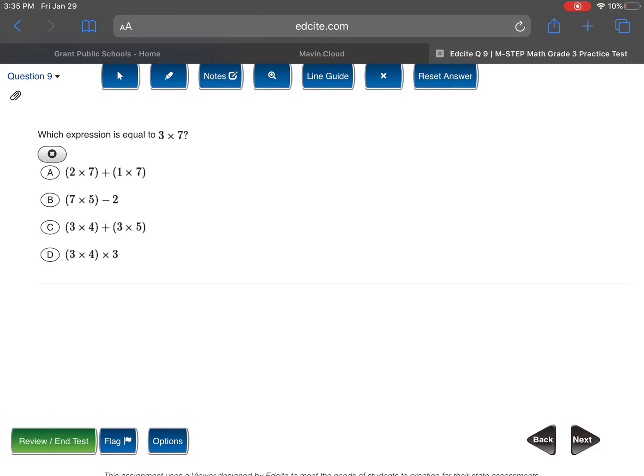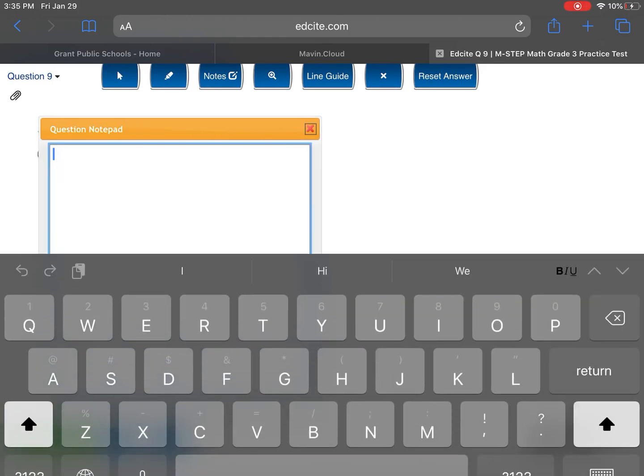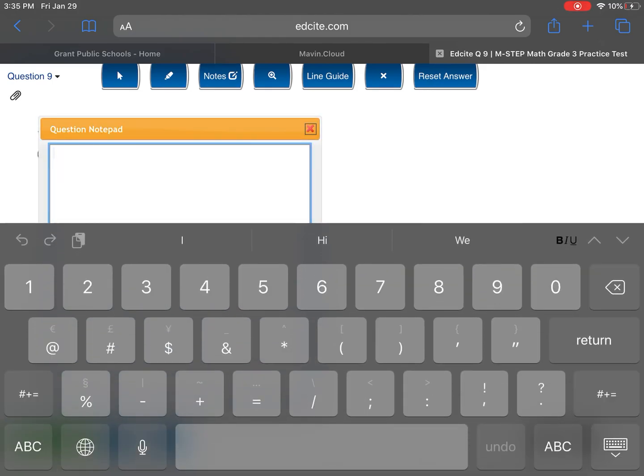Which expression is equal to 3 times 7? Expression might be a new word for you. And all the expression means is it's just like a math problem, but it doesn't have an equal sign. So we're going to figure out first of all, what's 3 times 7. I'm going to use my little notepad here.